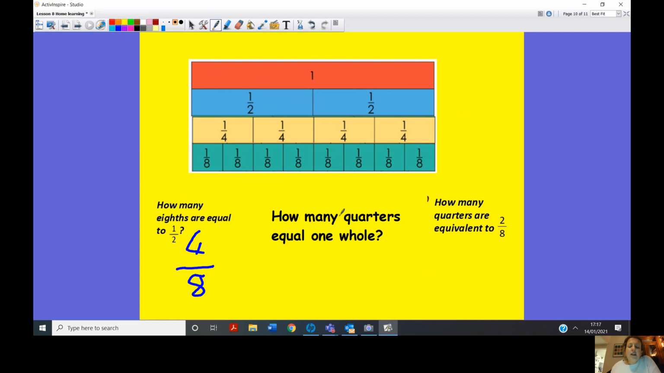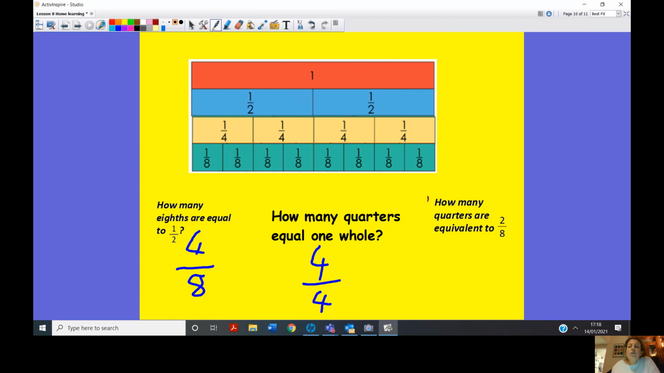How many quarters equal 1/2? I can have a look at my whole here, which is red, and my quarters, which I know are my yellow blocks. 1, 2, 3, 4. How many quarters equal 1/2? It is 4 quarters equal 1/2.